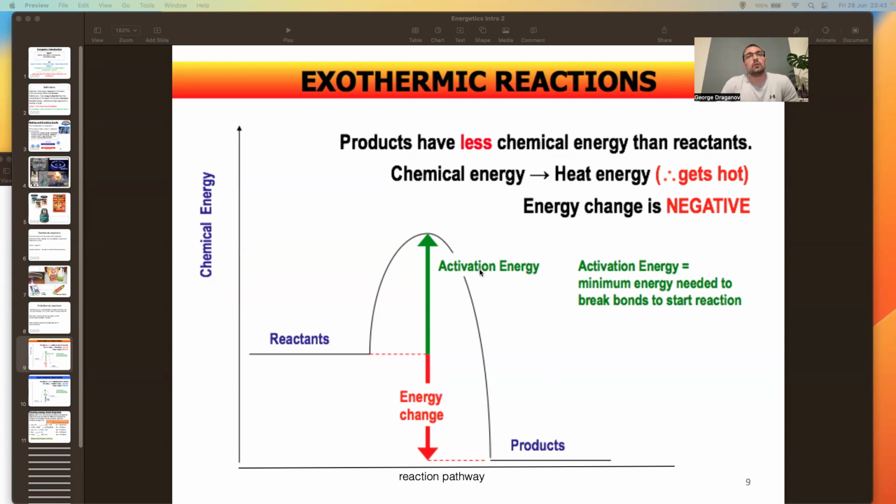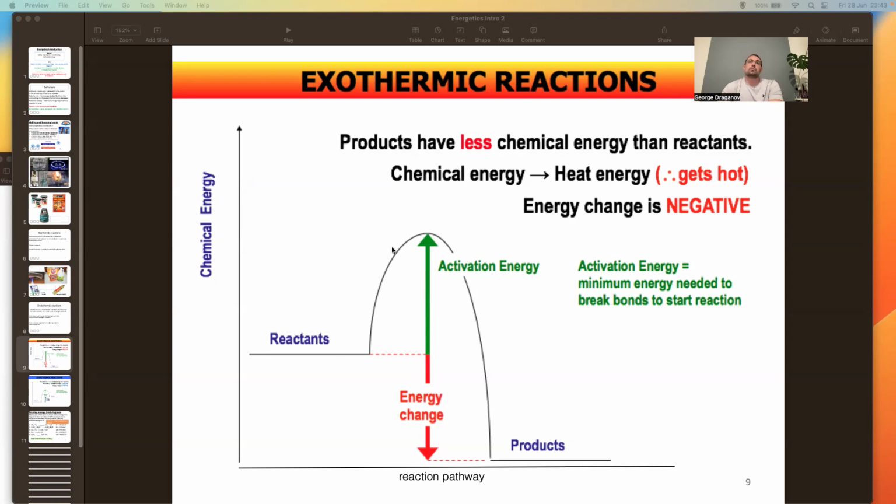Now, activation energy is always going to point up because it is always an endothermic process. You have to put energy in. It's kind of like the barrier that needs to be overcome for the reaction to occur. So here it's always going to point from the reactants to the peak. And remember, that's the minimum energy required for a reaction to start. Lastly, enthalpy change is going to be negative for an exothermic because we have a small number minus a big number.